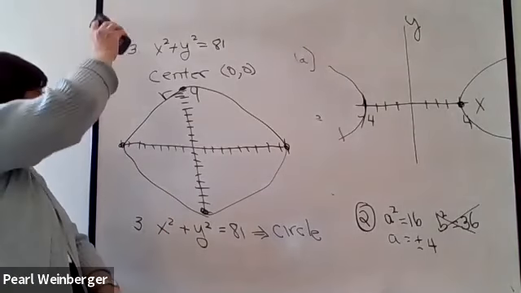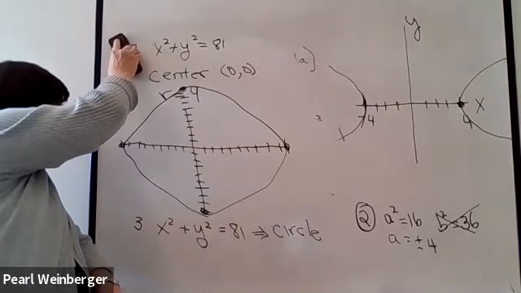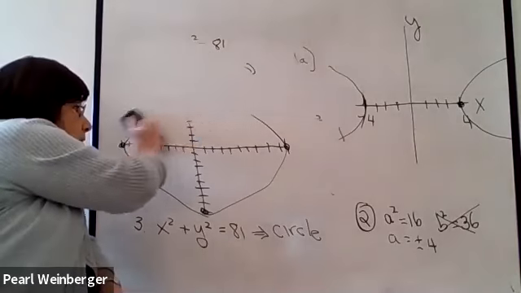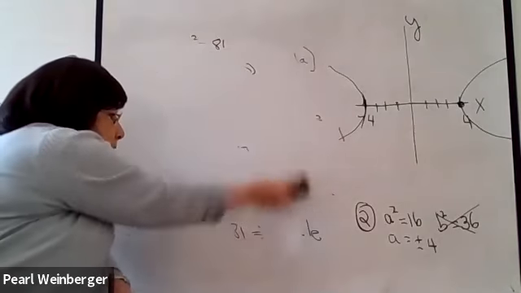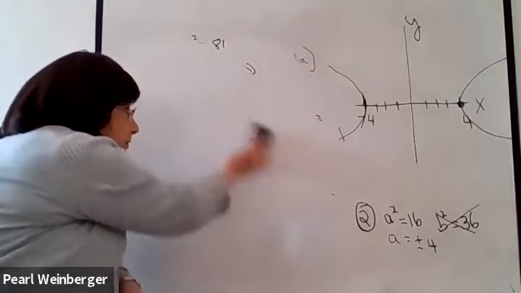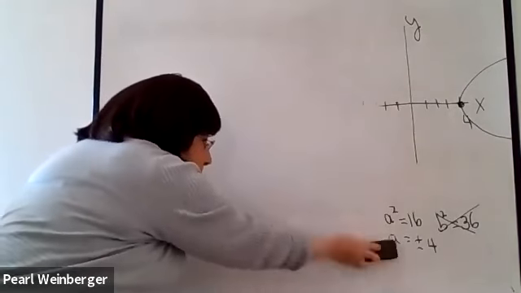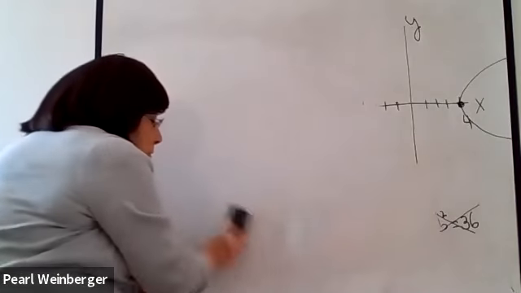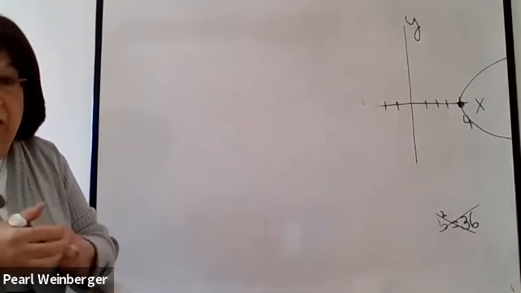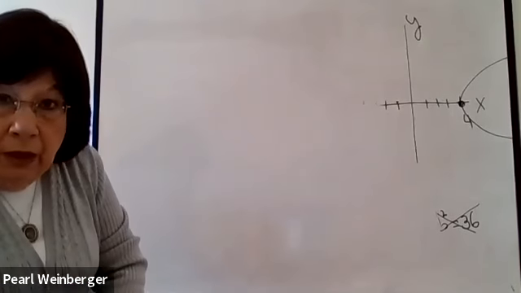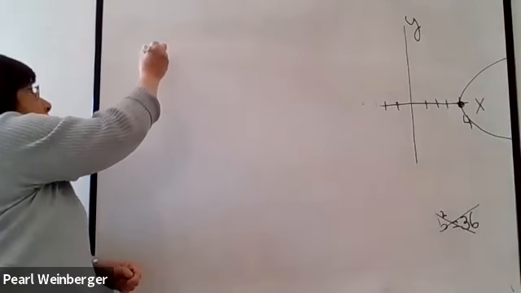Okay, so what I want to do now is talk about the last type of conic section, the last type of graph that we get when we have a quadratic equation. As I said, there are 4 types. We've just reviewed 3 of the types. The last topic here is parabola.